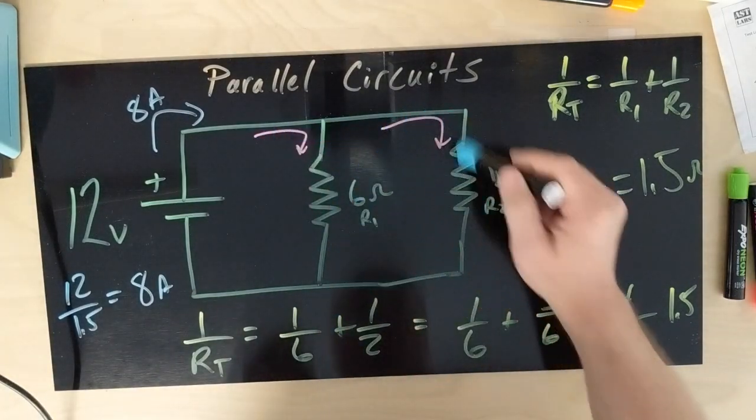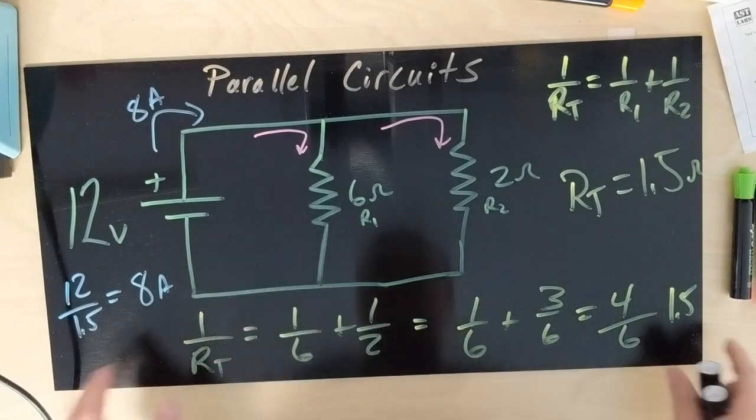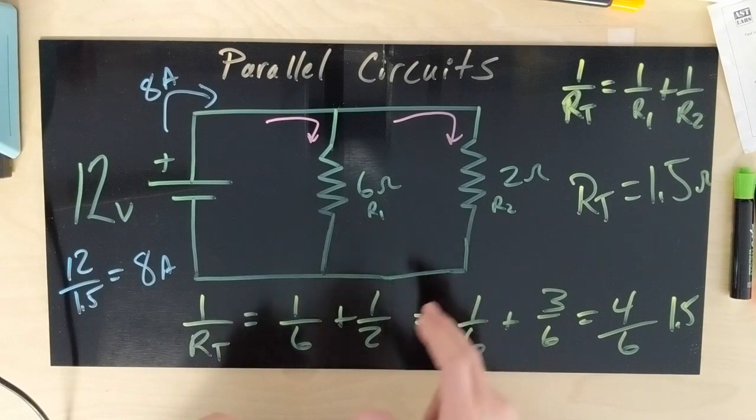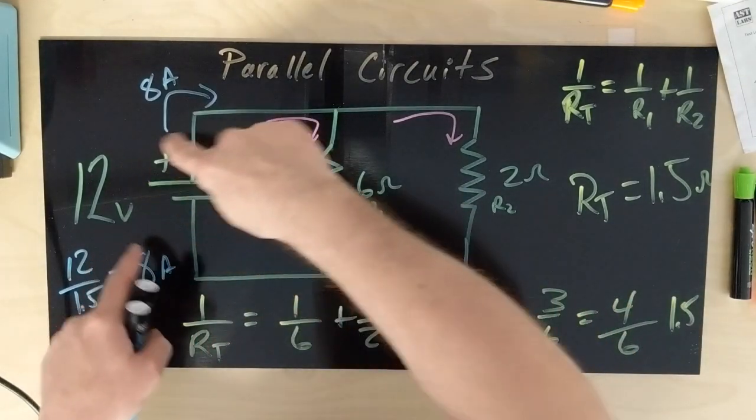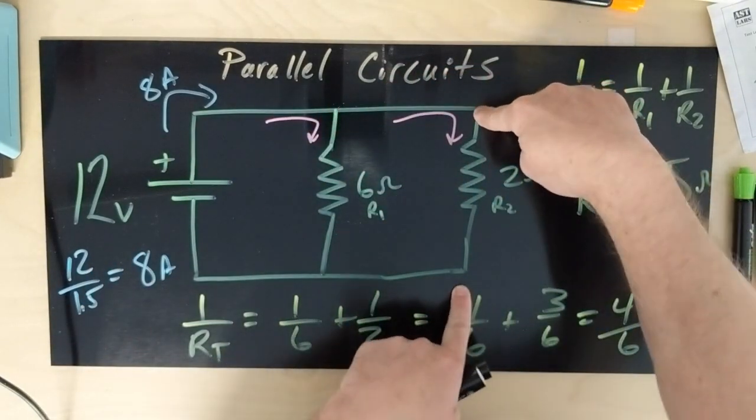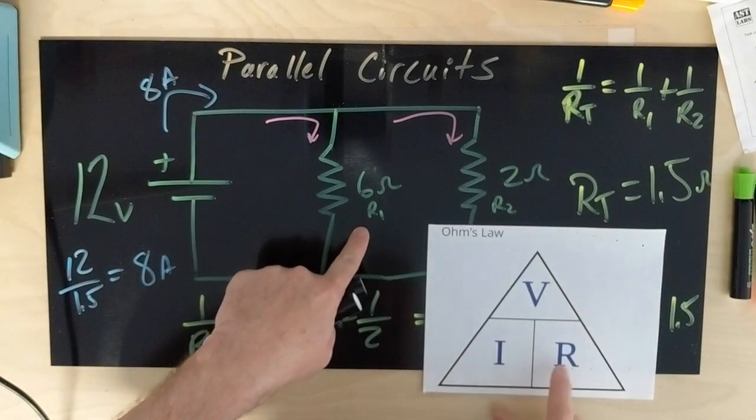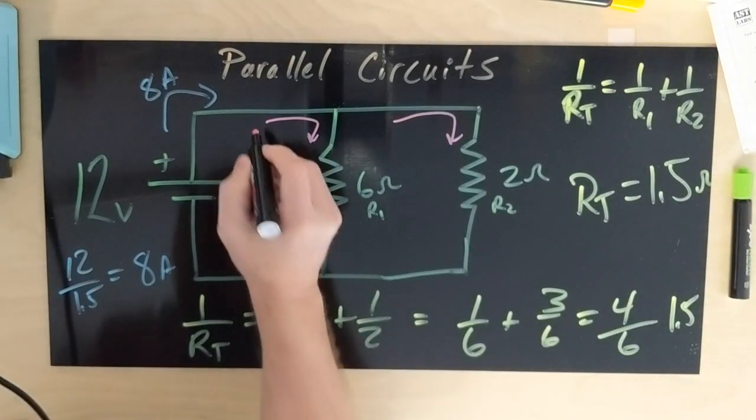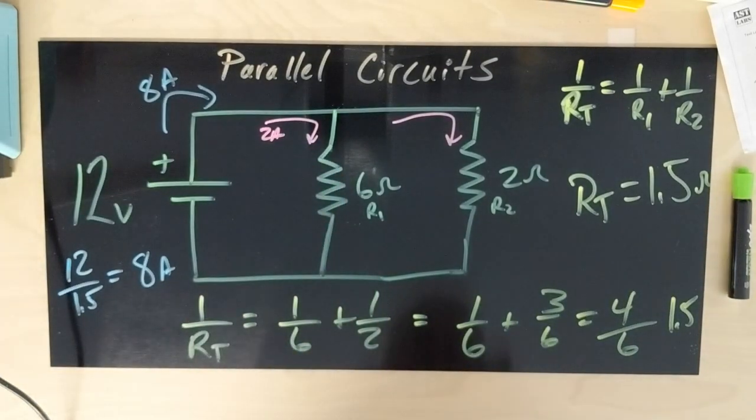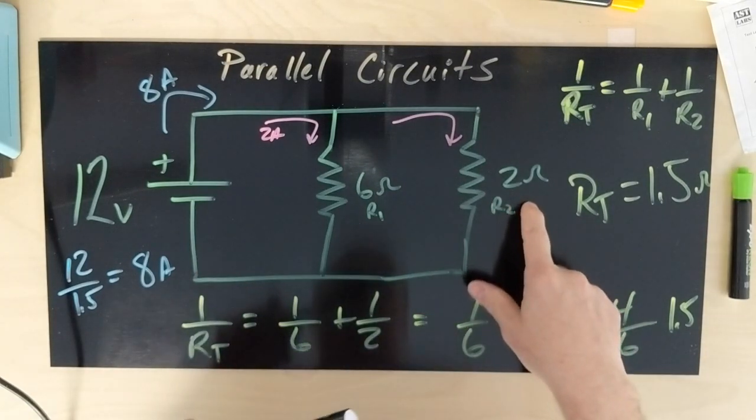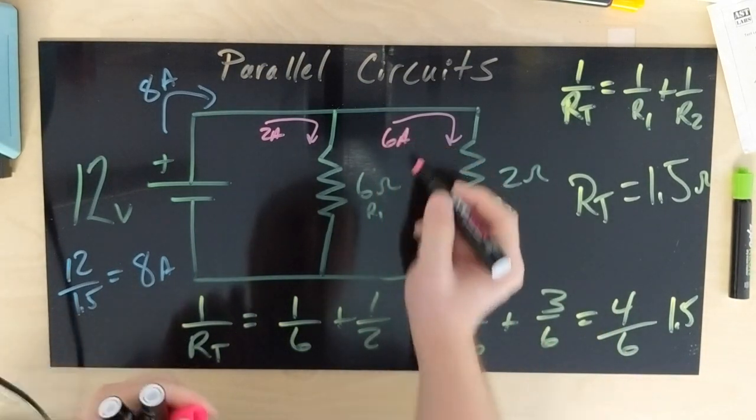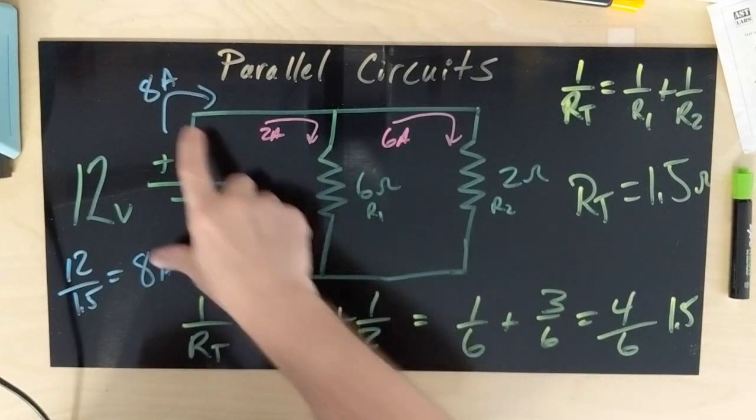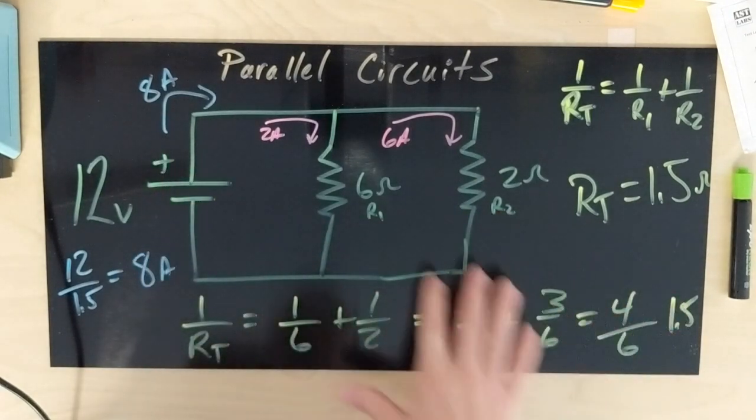But we know we have more than one path here. So what's the best way to figure out our current in each individual resistor? Well, it's pretty easy, because we have our 12 volts on each resistor. We actually know our resistance and we know our voltage, so therefore our current is easily derived. So this is going to be 2 amps. So 12 divided by 2 is going to be 6 amps. And by combining those two, we just confirmed that our total 8 amps is correct from our RT calculation.